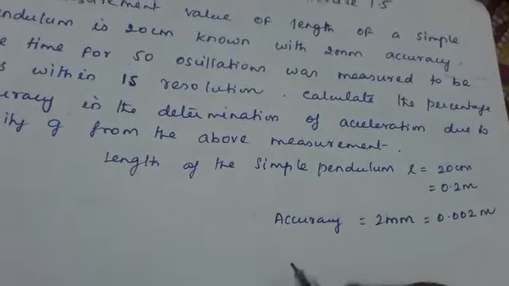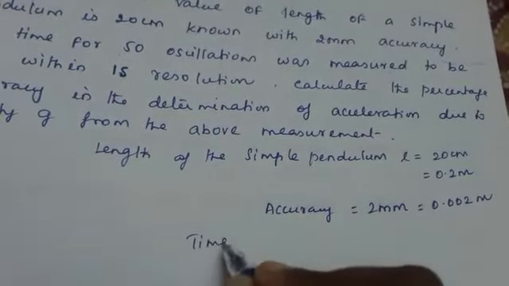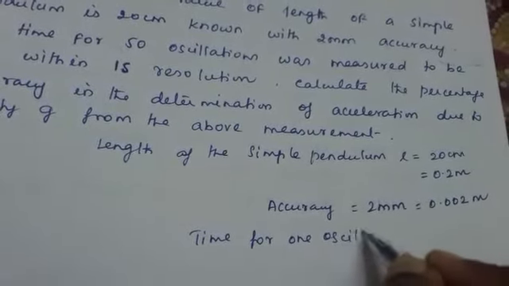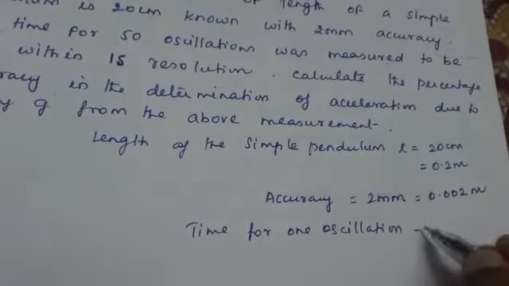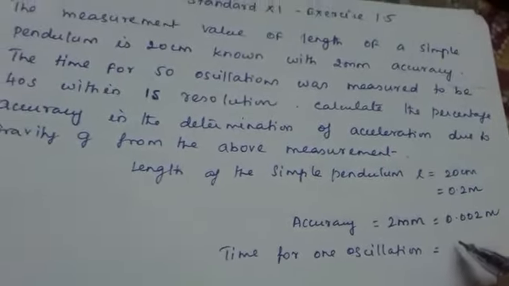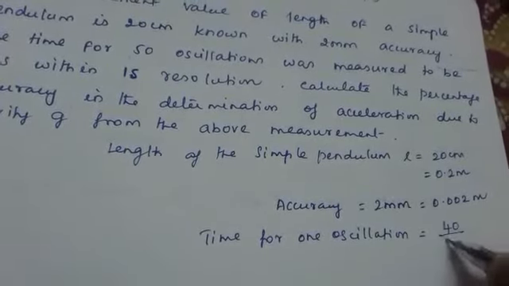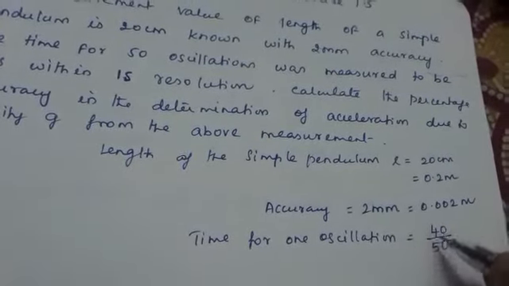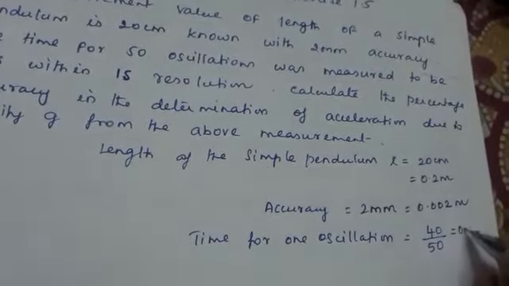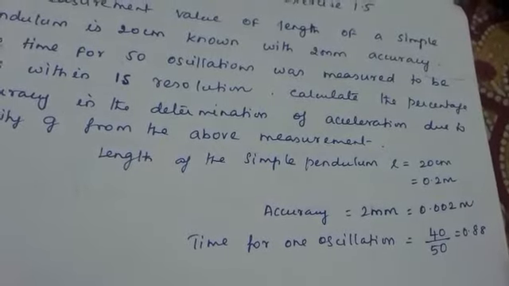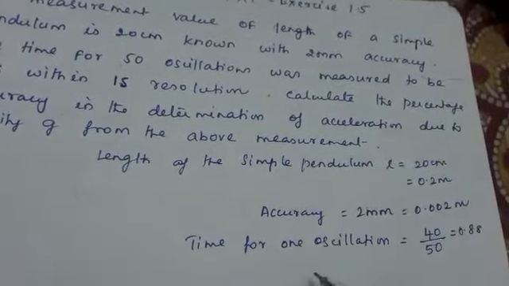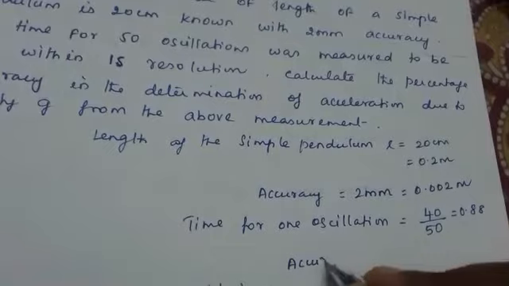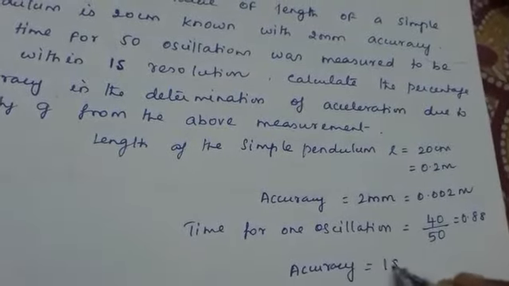Then what else is given? Time for 50 oscillations is given. So time for one oscillation we have to calculate. Time for 50 oscillations is 40 seconds, so for one oscillation it is 40 by 50, that is 0.8. Then accuracy for time is given, which is 1 second.